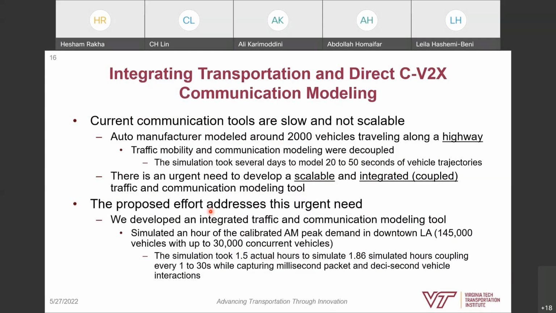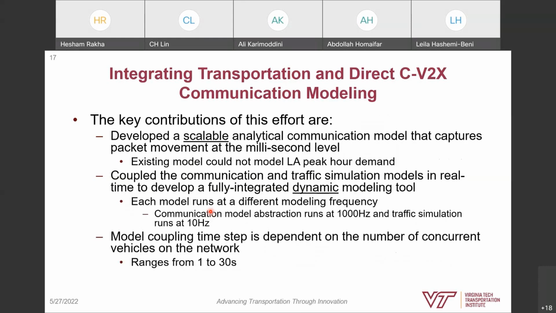The coupling of these two systems, the communication system and the transportation system, is done somewhere between every 1 second and 30 seconds. The more congested the network is, the less frequently we do the coupling in order to speed up the computation. So we're losing some accuracy and fidelity of the system in order to get scalability of the system. Basically, we are abstracting the communication system at 1,000 hertz and the traffic simulation at 10 hertz.